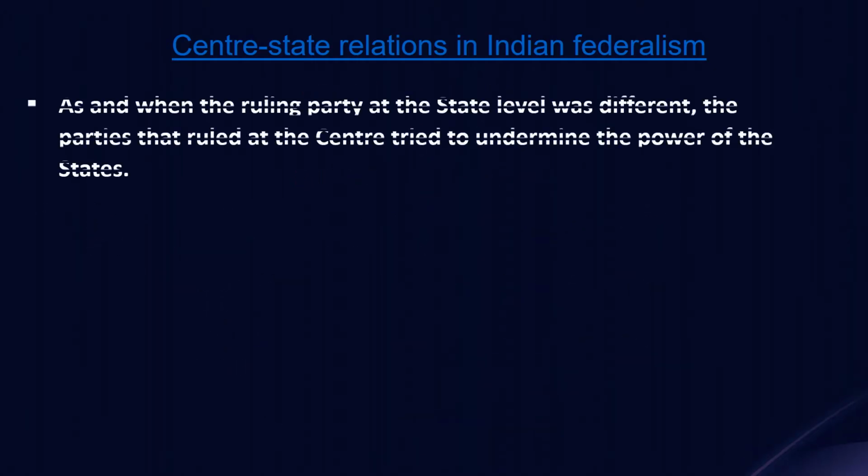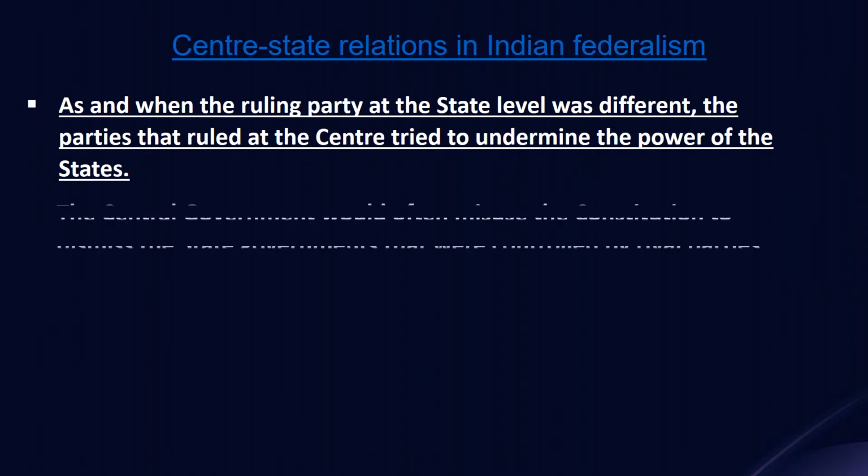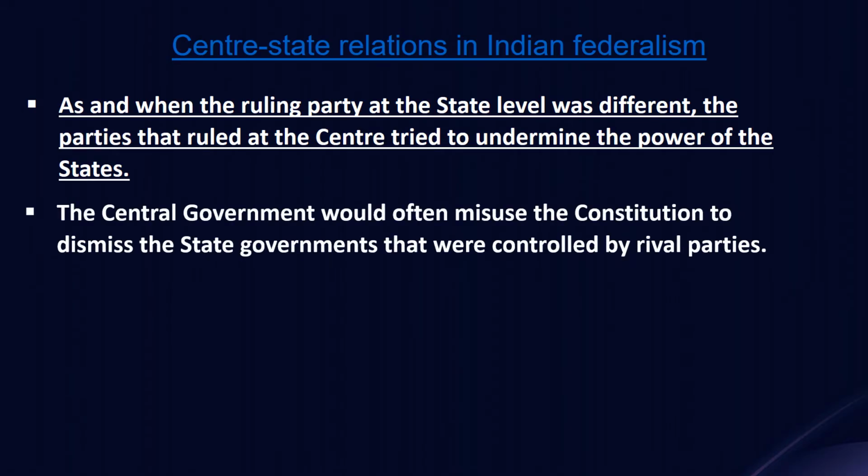And when the ruling party at the state level was different, means not the same party which was at the center, then the party that ruled at the center tried to undermine the power of states, or it tried to reduce the powers of state governments. Even the central governments often misused the constitution. Means sometimes the central government made changes in the constitution to dismiss the state governments. But all this changed after 1990.